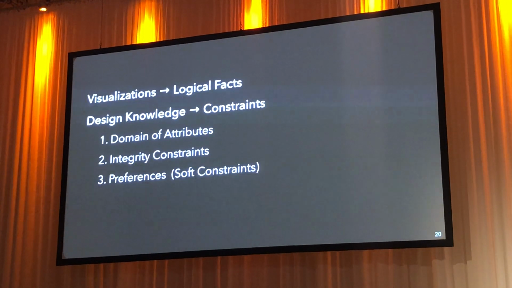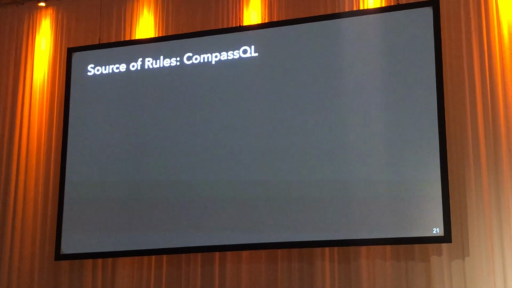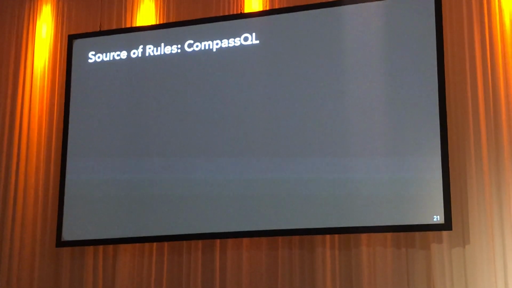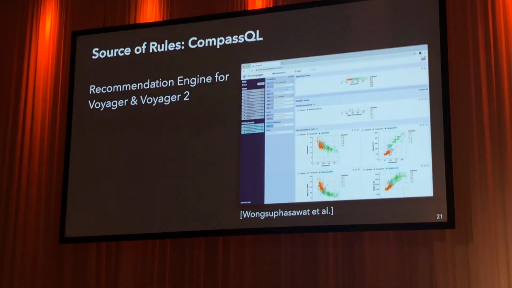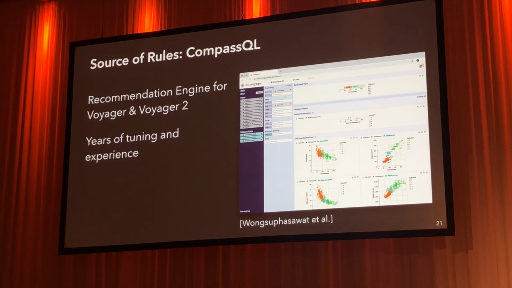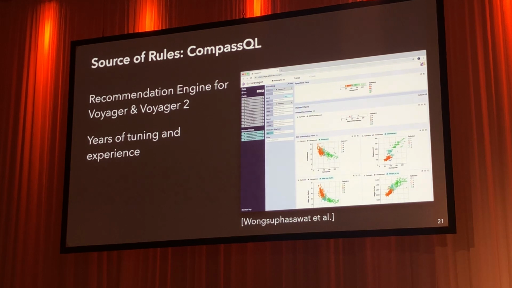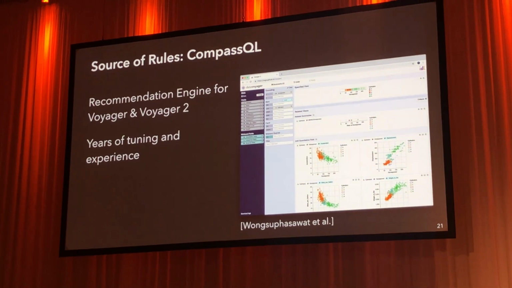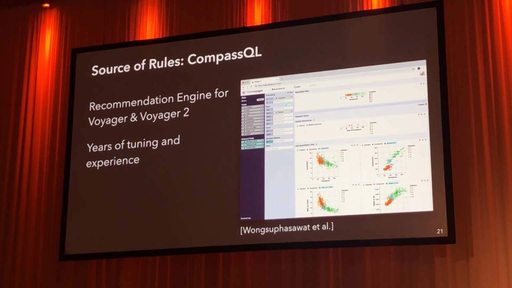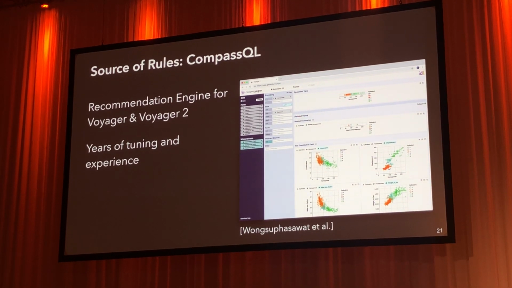Where do these constraints come from, you might ask? Well, we designed them based on CompassQL, which is the recommendation engine behind Voyager and Voyager 2. And we developed the set of constraints that we're using in this system over multiple years. Back then it was implemented in an imperative JavaScript system, and we ported them to this logical language.